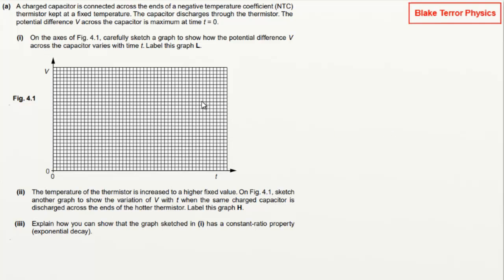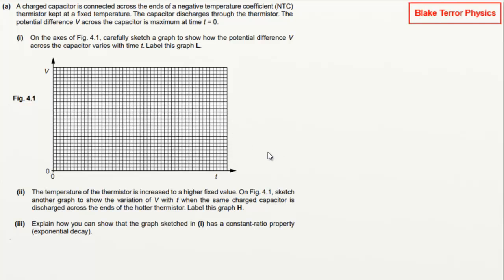We're starting here with a charged capacitor connected across the ends of a negative temperature coefficient thermistor kept at fixed temperature. Negative temperature coefficient means as temperature goes up, resistance goes down. The capacitor discharges through the thermistor. The potential difference V across the capacitor is a maximum at time t equals 0. On the axes below, carefully sketch a graph to show how potential difference V across the capacitor varies with time t. Label this graph L.